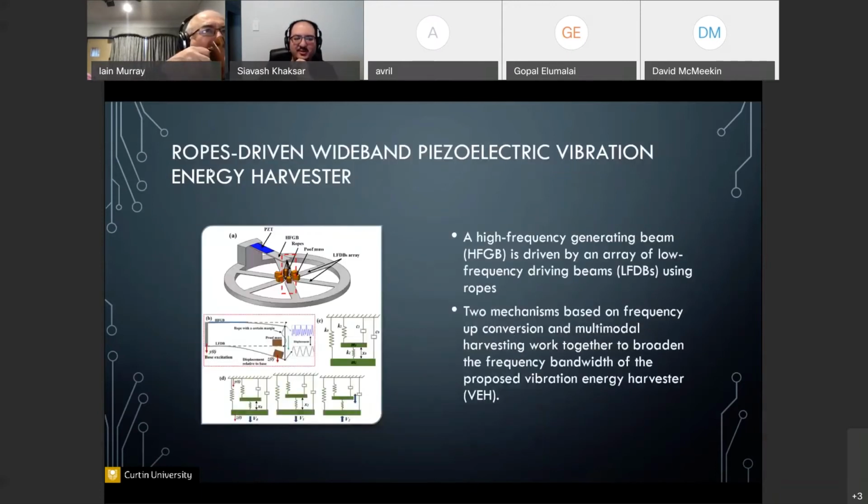Another interesting one. This is a rope-driven wideband piezoelectric vibration energy harvester, which is based on the ropes that are connected to this plank over here. And it's a high-frequency generated beam, and it's driven by an array of low-frequency driving beams here, based on that rope.